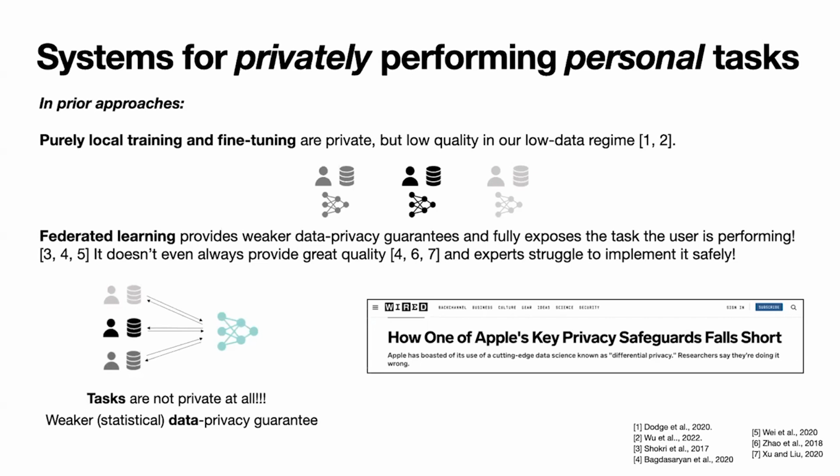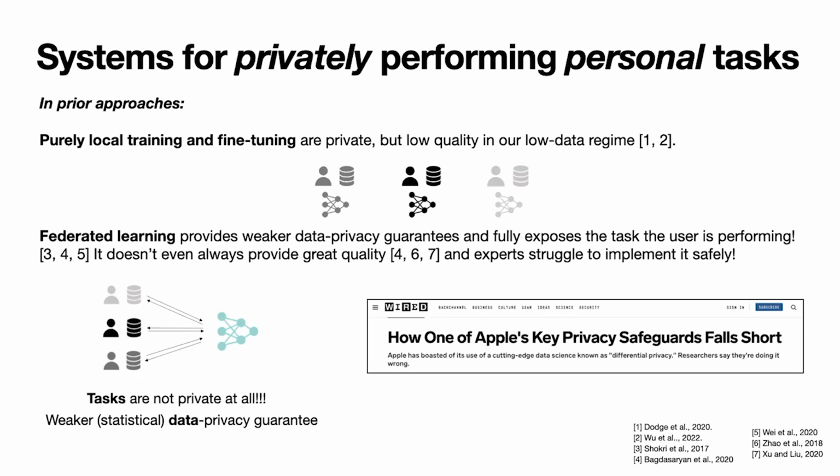To address this issue, federated learning has emerged as a popular recent topic with thousands of papers each year. The main idea is to assemble users who are interested in the same task, pool their data to train the model, and the key feature is that the model is actually trained without Jenna's data ever leaving her laptop. However, federated learning provides much weaker data privacy guarantees, and notice that the task Jenna is performing is fully exposed to everyone.